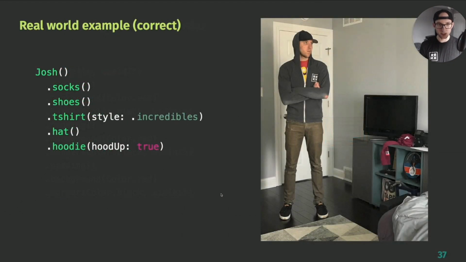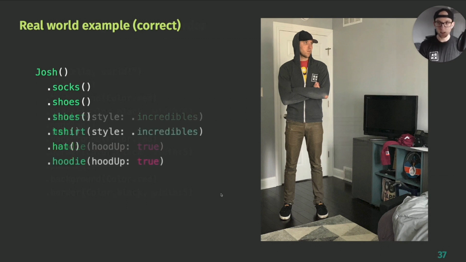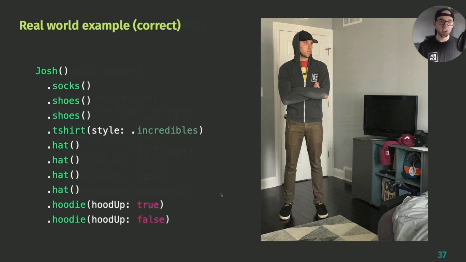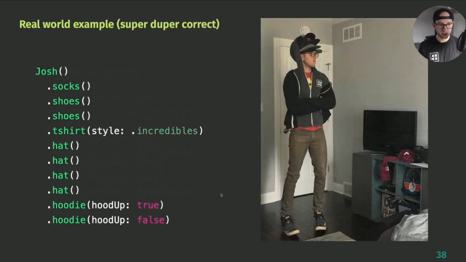So we're gonna do the same thing on my real world example. Instead of having socks, shoes, t-shirt, hat, hoodie, dressed correctly, we're gonna add in another pair of shoes, another hat, and a hat, and a hat, and then a hoodie without the hood up. So there's my extreme real world example of how view modifiers work in real life, where I'm the view and my clothes are the view modifiers.